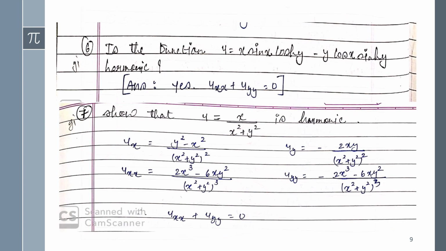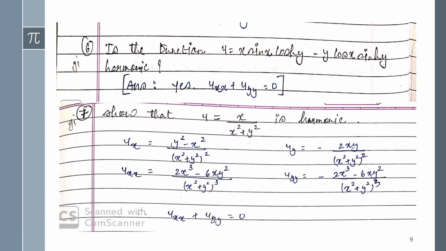Now next, here the 6th example is given. The question is: is the function harmonic? It means you have to check whether it is harmonic or not, and for that you have to check its Laplace equation, that is, whether uxx plus uyy comes to 0 or not. If it is 0, then it is harmonic, and if you are not getting 0, then it is not harmonic. Okay, so this one again you have to do in the assignment.